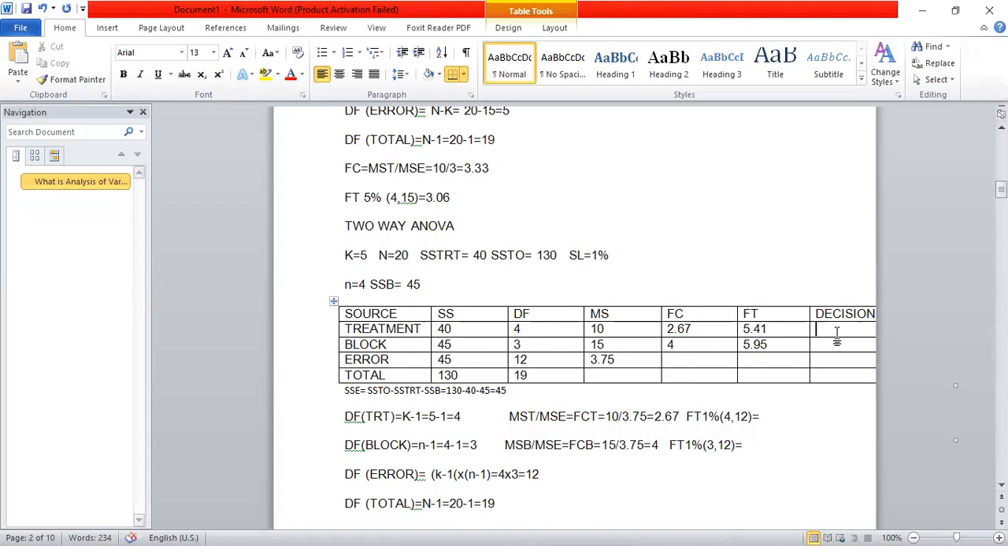So what is the decision here? Are we rejecting, or do we fail to reject? I think we fail to reject, because the decision rule is always to reject when F calculated is greater than the F tabulated. So here we fail to reject, and here we fail to reject. So this is how you balance up a two-way ANOVA.